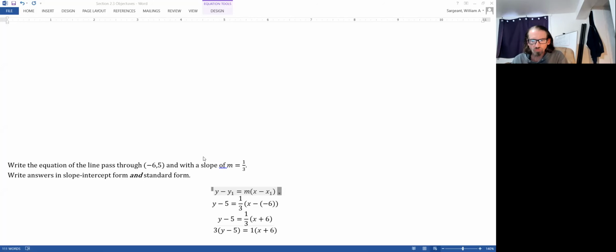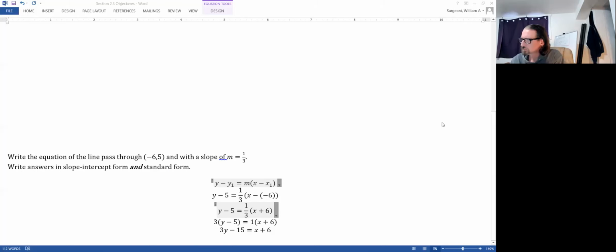Now, technically here, I didn't need to still have 1 times parentheses x plus 6, but I do need the parentheses around the y minus 5. I'm going to distribute that 3. Distributing 1 on the right-hand side isn't going to change anything. So here's the results of the distribution. And then I could add 15 to both sides so that the y term is isolated, not y itself, but at least 3y.